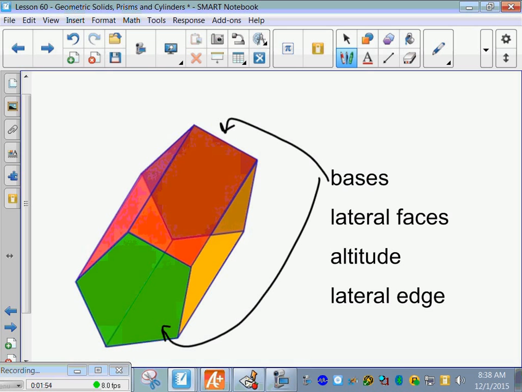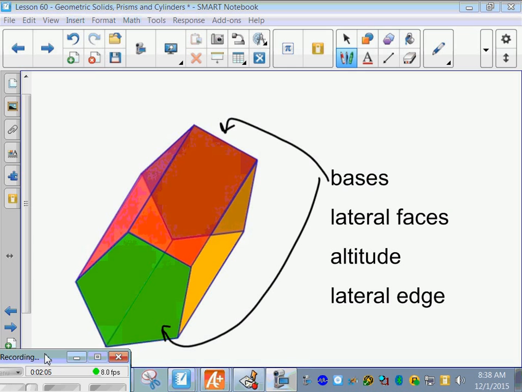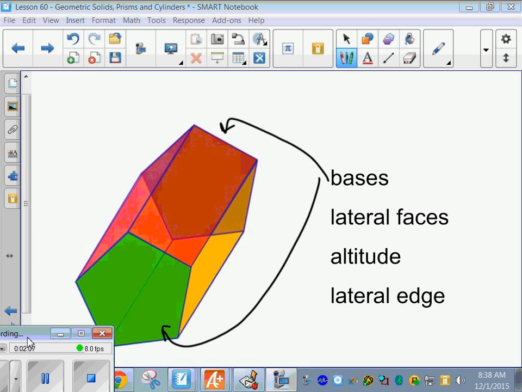Lateral faces. Go up there and tell me what a lateral face is. Point to one. Don't pick the base. Good. Yeah, that's one. So how many lateral faces are there, you guys? 1, 2, 3, 4, 5. There are 5 lateral faces. They're the side faces.